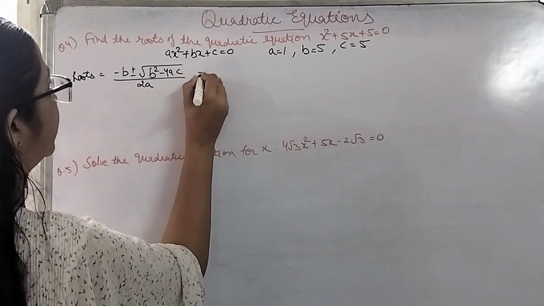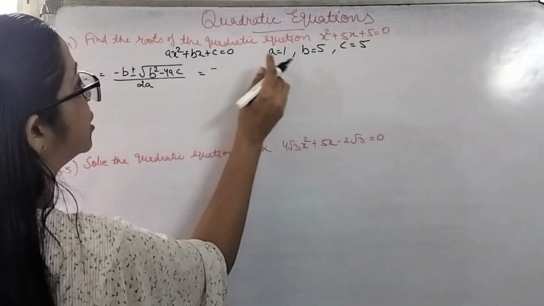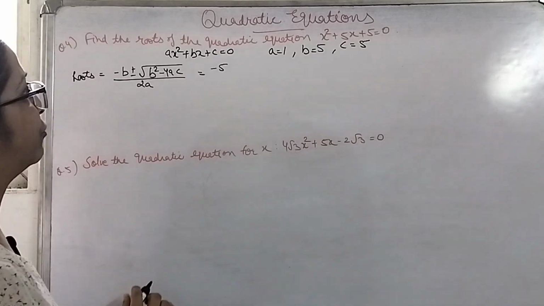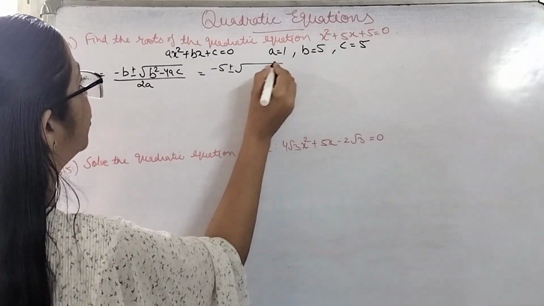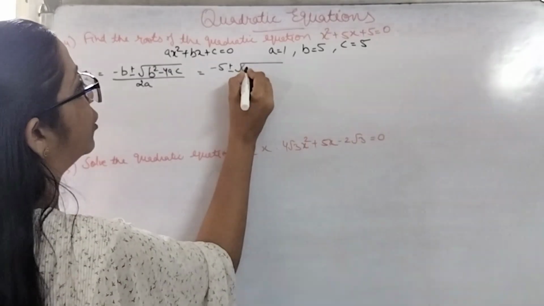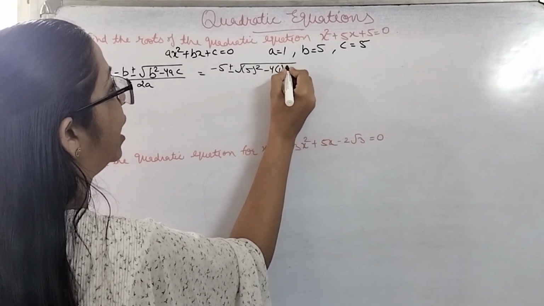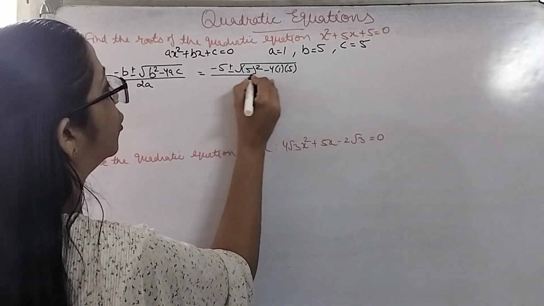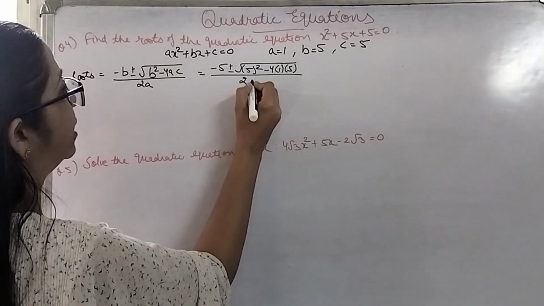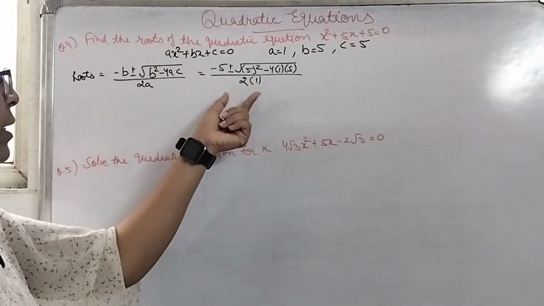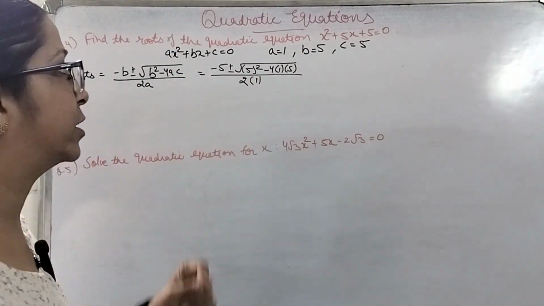So just keep it over here, minus b. So minus of b value is 5. So minus of 5 plus minus root of b square, that is your 5 square minus 4, a is 1 and c is 5, over 2 times of a, that is your 1. So we have kept all the values of a, b, c over here in the formula.